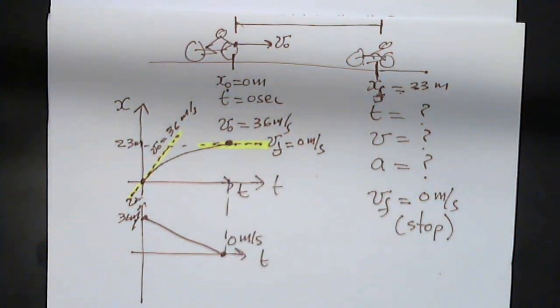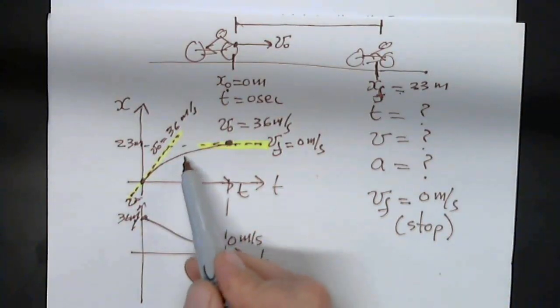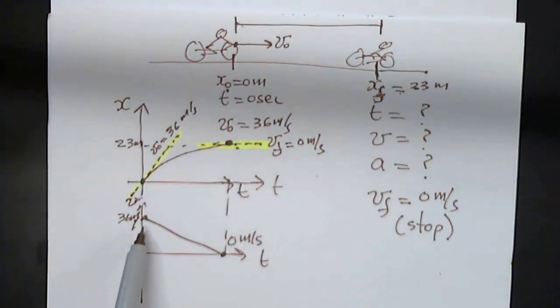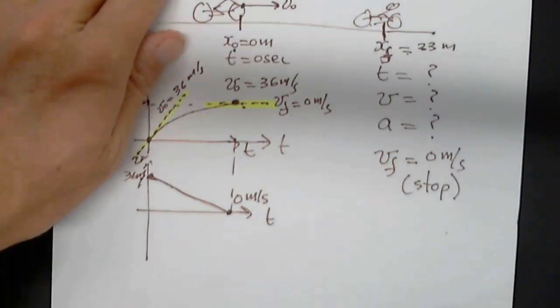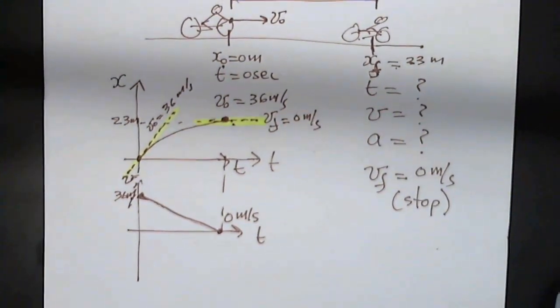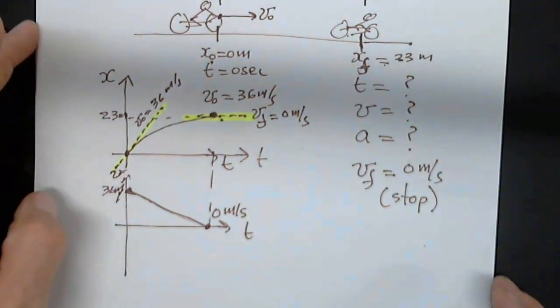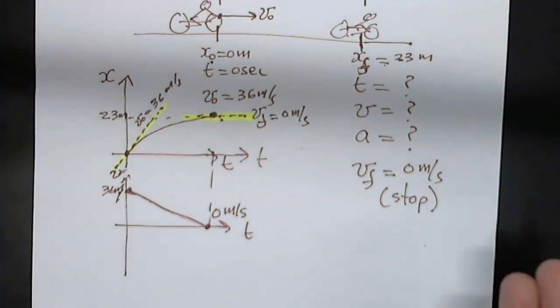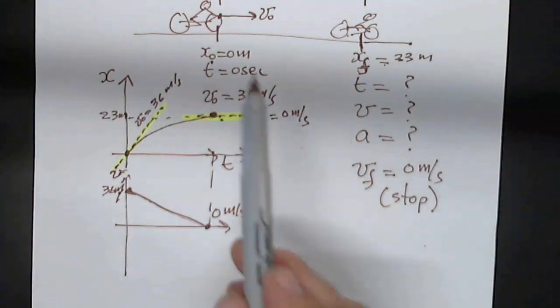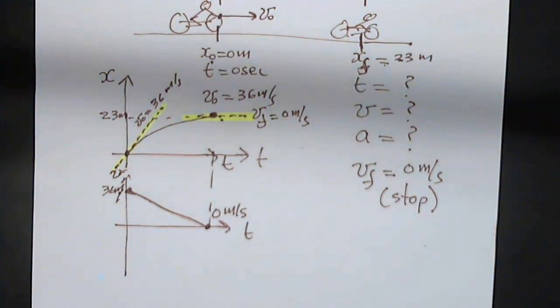See that? The slope is decreasing, decreasing, decreasing all the way to 0. The values of the velocity are decreasing, decreasing, decreasing all the way to 0. So this is the graphical model or representation of this problem. And now let's find some numbers. Let's find, for example, the acceleration, the velocity, how long does it take to be there.